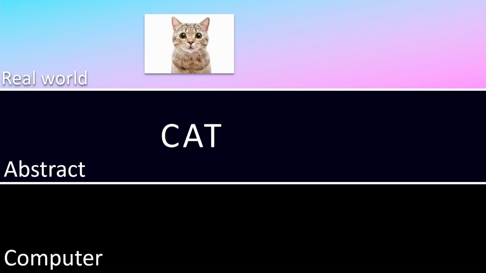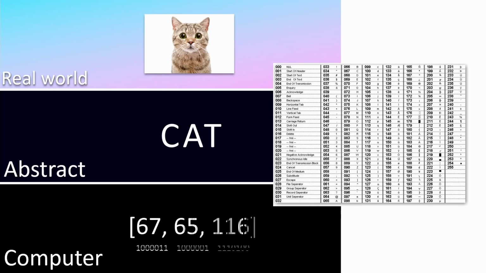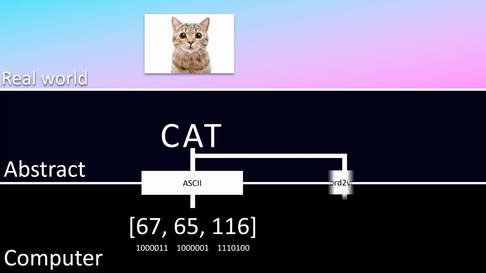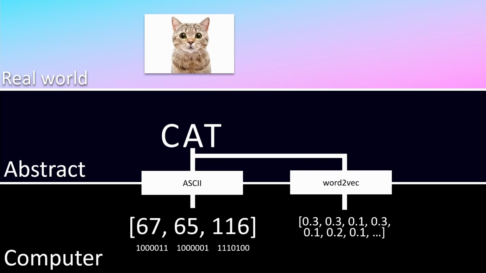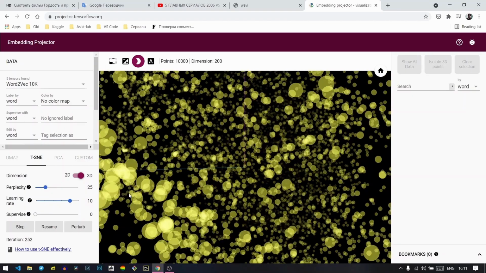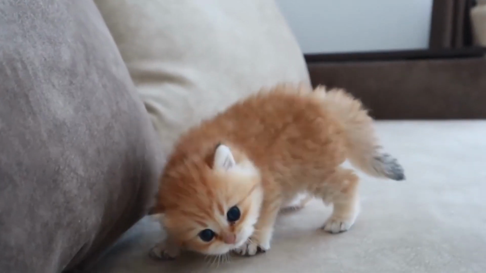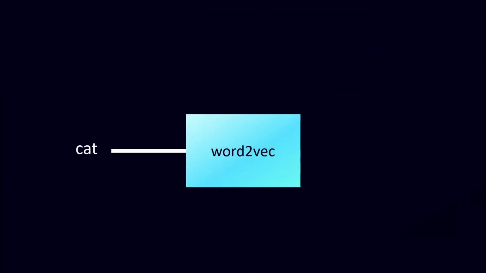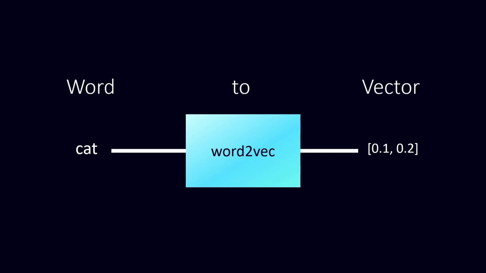But what about words? If you want to translate this beautiful creature into computer language, you will use the ASCII table. We transform words letter by letter. The problem here is that these numbers don't have any sense. So instead of the ASCII table, we will use a technology called word2vec, the technology that will extract meaningful numbers, the numbers that will represent real world objects. This technology will take our word and transform it into a vector. That's why it's called word2vec.